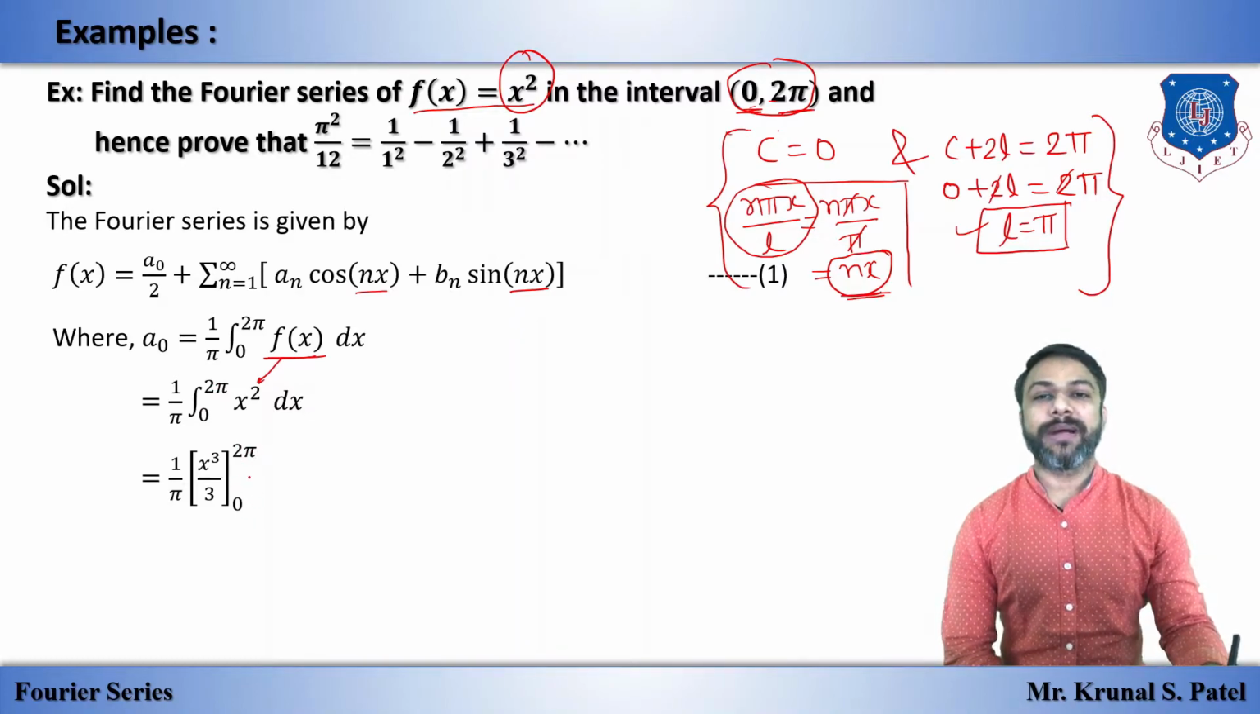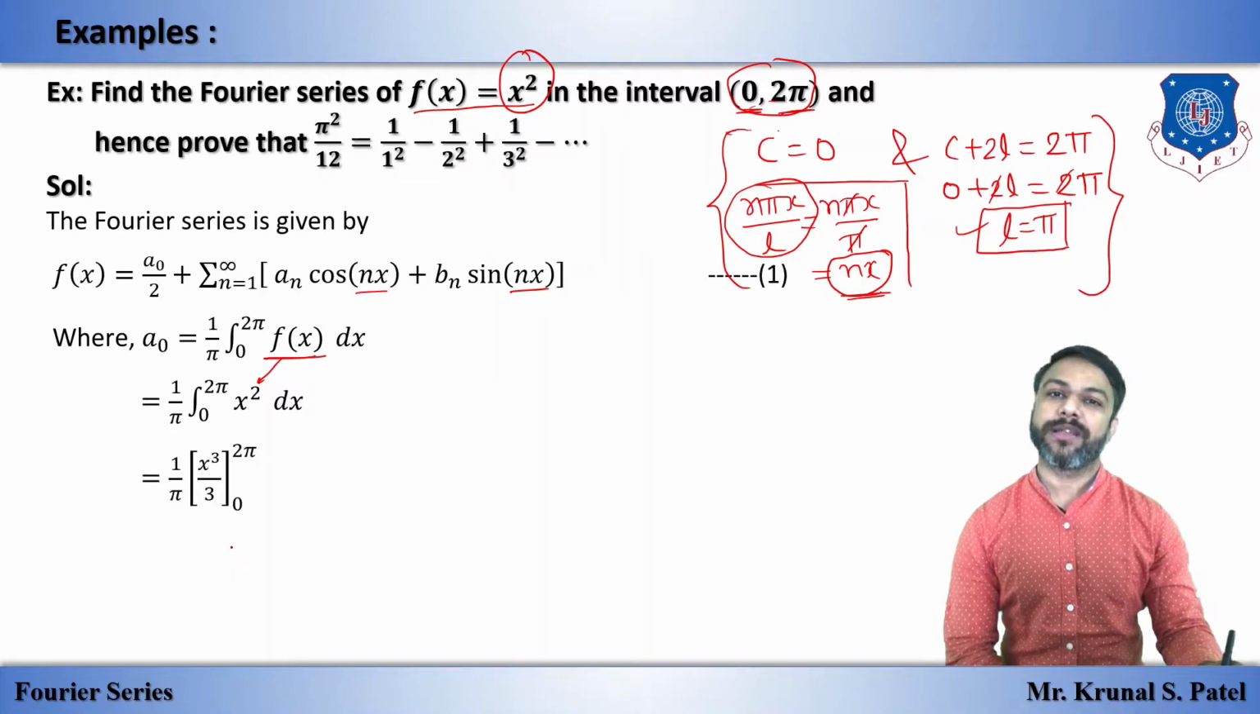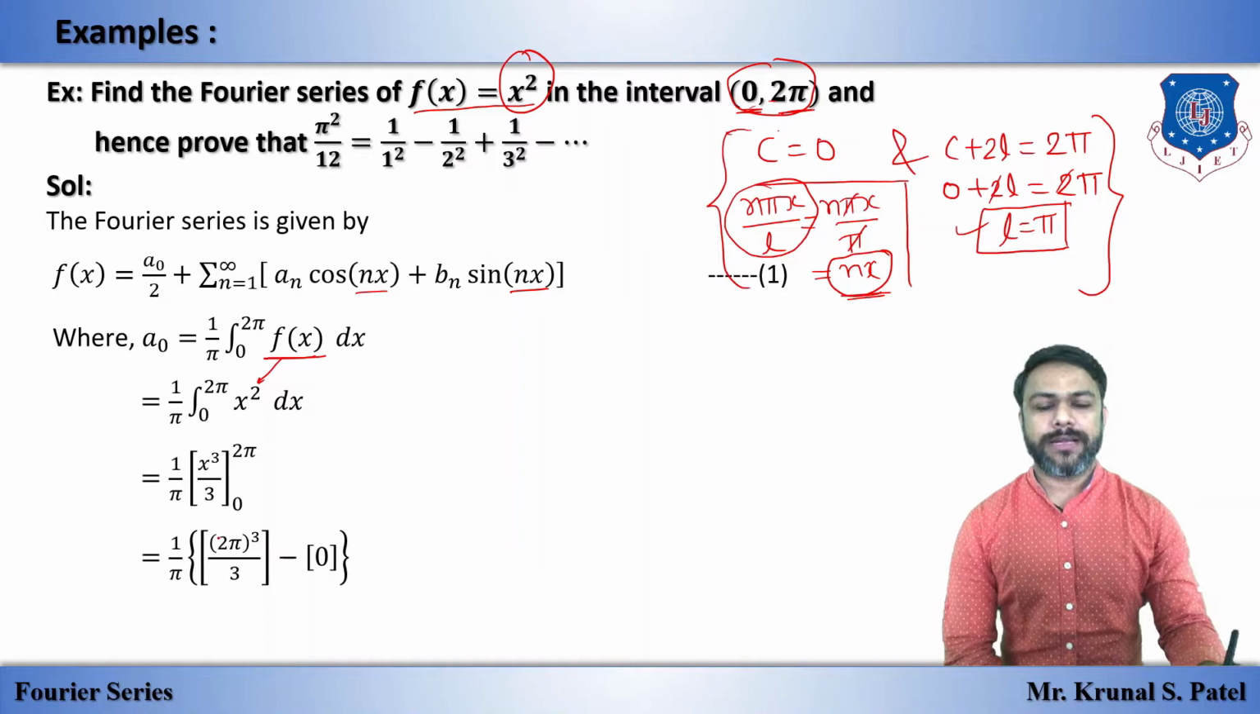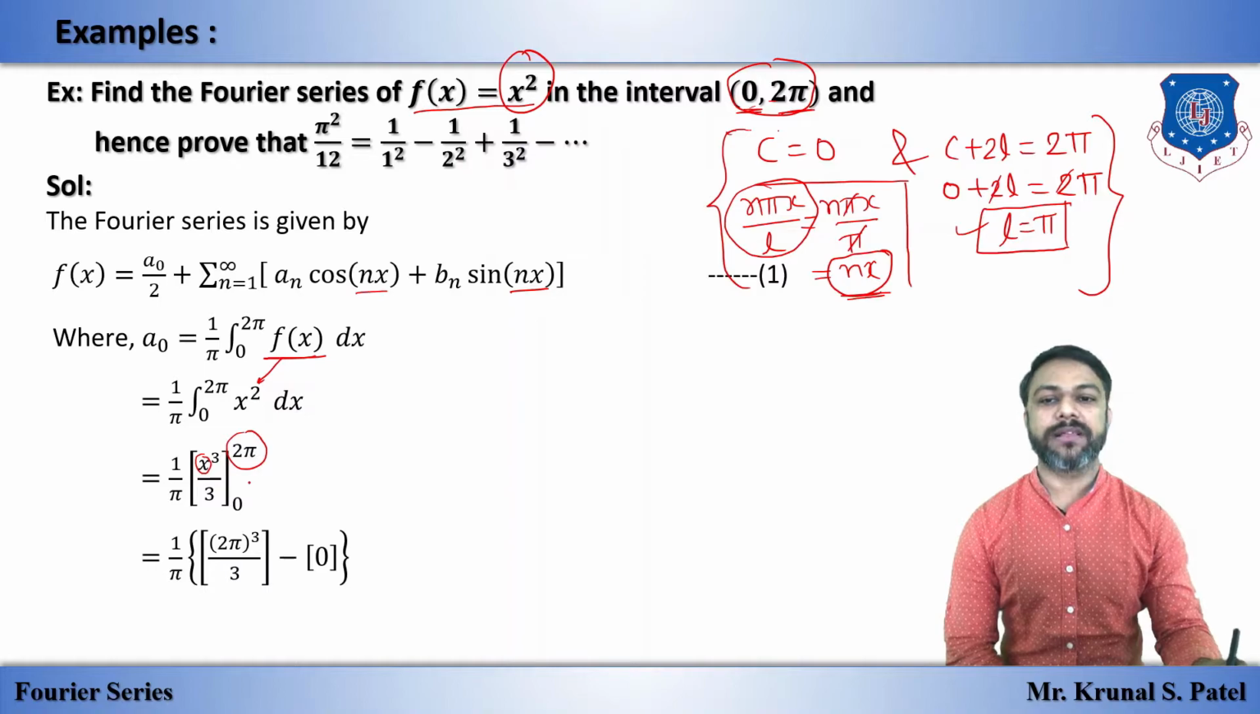Now upper limit minus lower limit. Whenever we put upper limit then lower limit, we always use a curly bracket. So 1 by pi into curly bracket, that means bigger than this box bracket. So curly bracket, upper limit 2 pi instead of this x. So 2 pi whole cube divided by 3 as it is, minus lower limit, that means 0 upon 3 is 0.